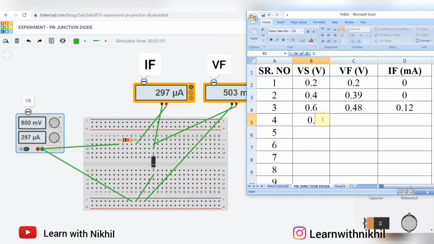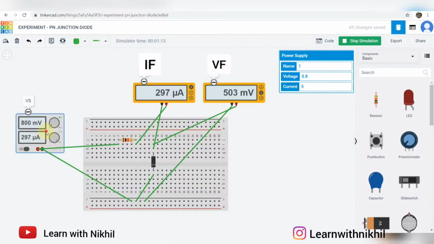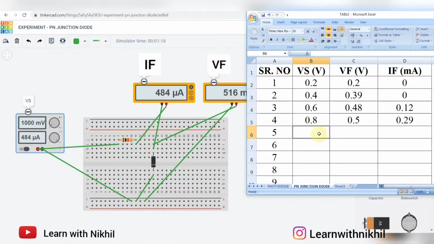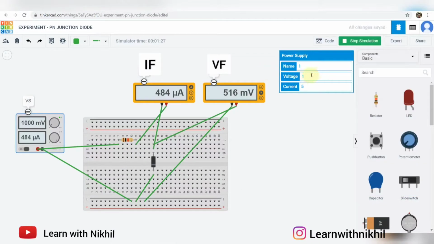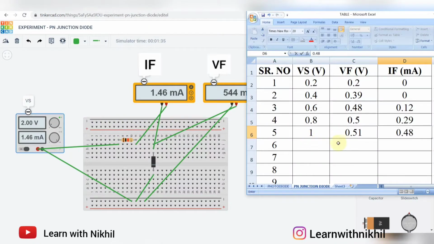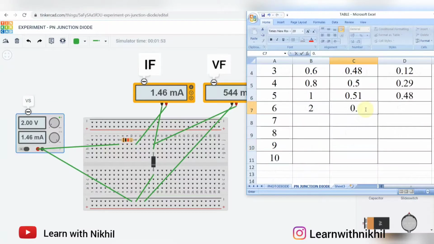Then 0.8 volts, VF is 0.5 and IF is 0.29 milliamperes. So as you can note down, your voltage is remaining constant even when you are increasing the supply voltage. So voltage VF is around 0.5 and current is increasing. So this shows that after the threshold voltage is achieved, your diode starts conducting, voltage VF remains constant and current keeps on increasing.